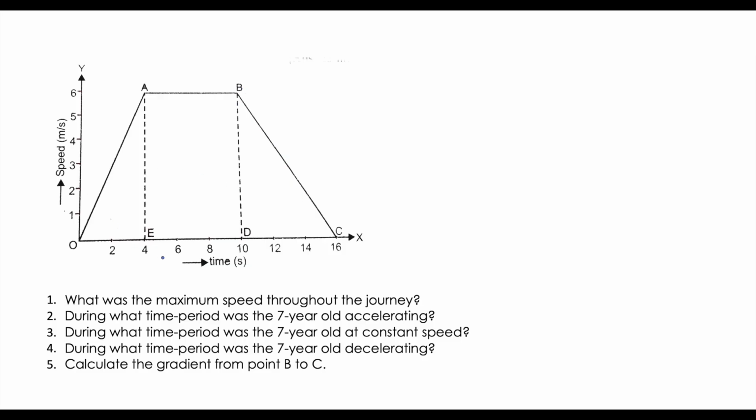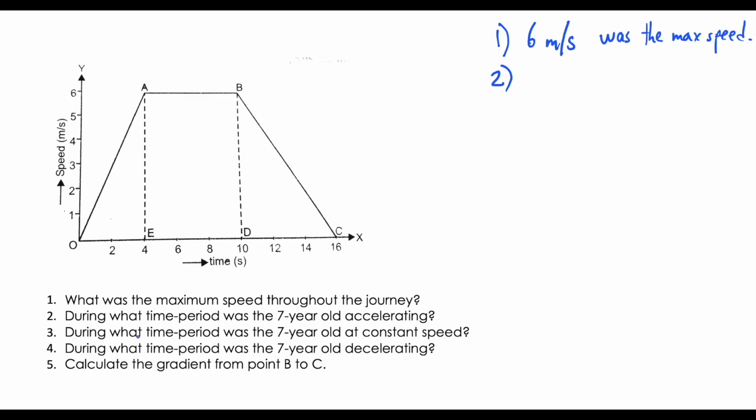All right, so let's go through these questions here now. So the first question, what was the maximum speed throughout the journey? So if you look at the speeds that we have here, it goes straight up to 6. The highest speed that we reached in this case was on this line here, which would have been at 6 meters per second. And if you look at it, there's no other time that we surpass this speed. So the maximum speed throughout this journey is just 6 meters per second.